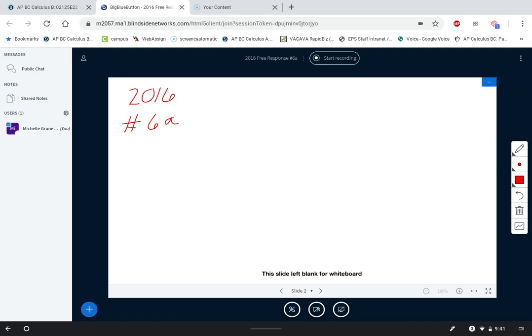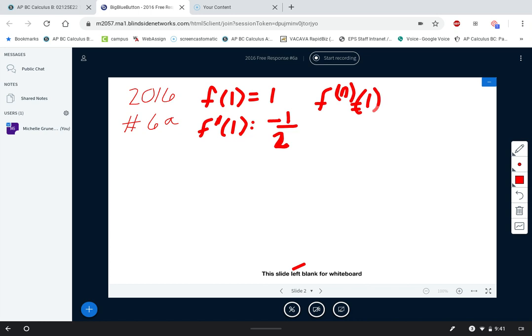And it says f at 1 is 1. F prime at 1 is negative 1/2. And then it gives us a rule for f at n. So that's the nth derivative of the function. And again, they give us that at 1, which we centered on. And that is negative 1 to the nth times n minus 1 factorial all over 2 to the nth.